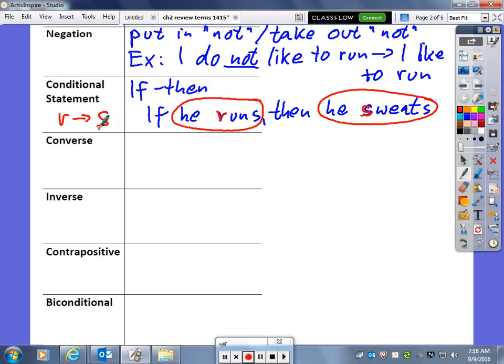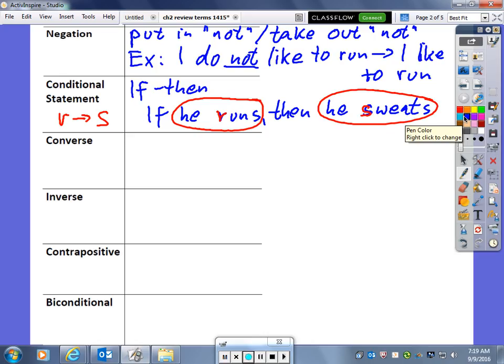And remember, our statement, he runs, in this case, is the hypothesis. The statement he sweats is the conclusion. And the if and the then are never part of those statements. No matter in which order they come, if and then are never part of hypothesis or conclusion, because we can change those around. As we will right now.